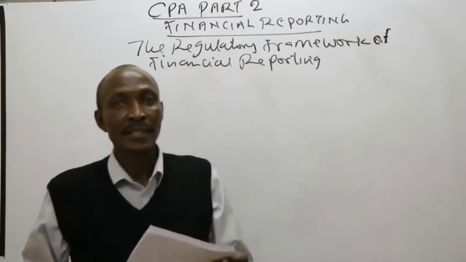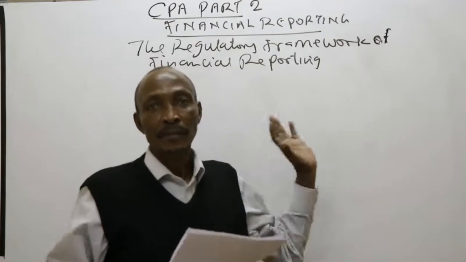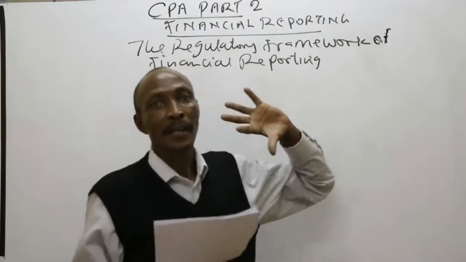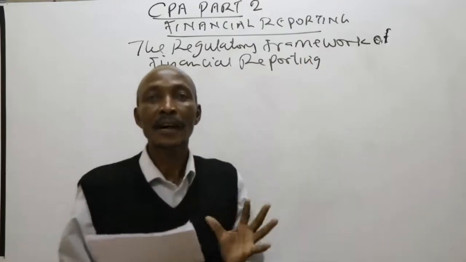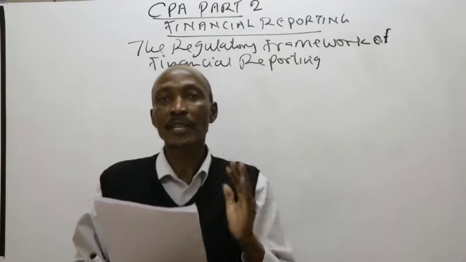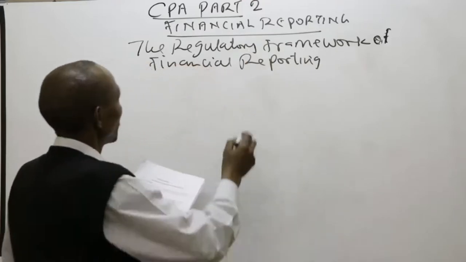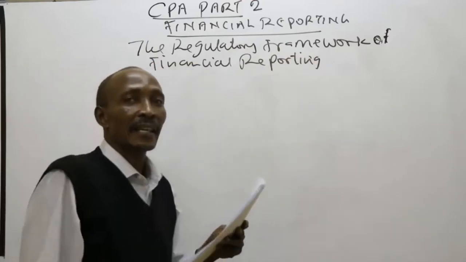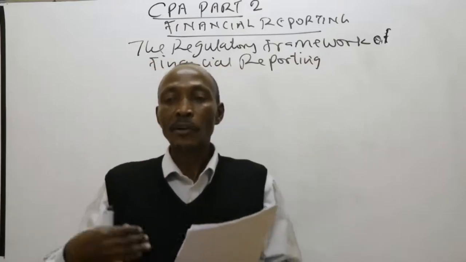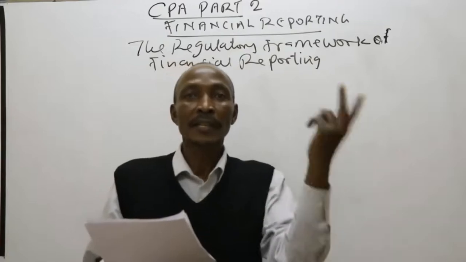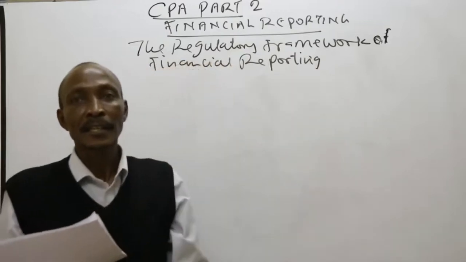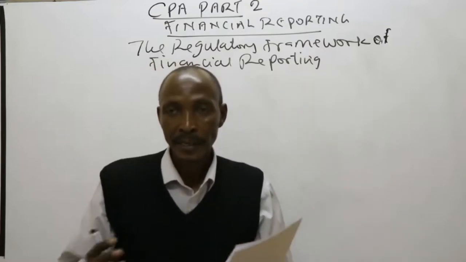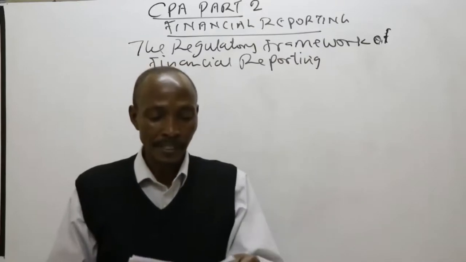The first thing to understand is that accounting has a framework. That is, it's done within a certain background with certain aims and objectives. So the first thing is understanding the regulatory framework of financial reporting. Then later, we'll try to understand what you call the conceptual framework. The two of them, the regulatory and the conceptual framework, make up the total of what we call the framework of financial reporting. They're big topics, so they'll have to be discussed separately.